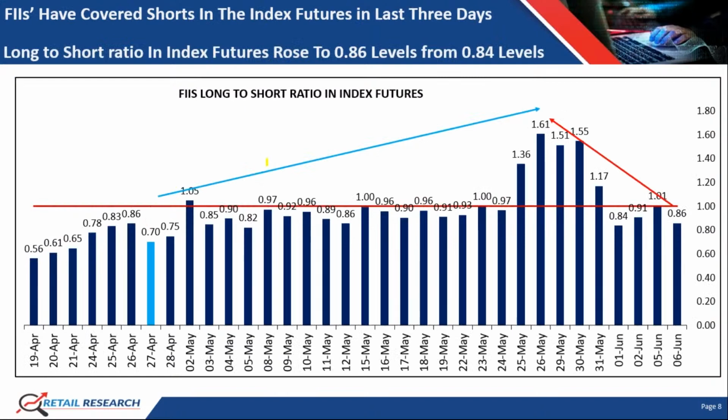As I discussed, FI's long to short ratio, which was 0.7 at the beginning of the May series, went as high as 1.61 and then again came down to 0.84. And now we have seen the first sign of short covering by the FIs again, and that's why it has moved up from 0.84 to 0.86. So we expect more short covering from FIs in the coming days.